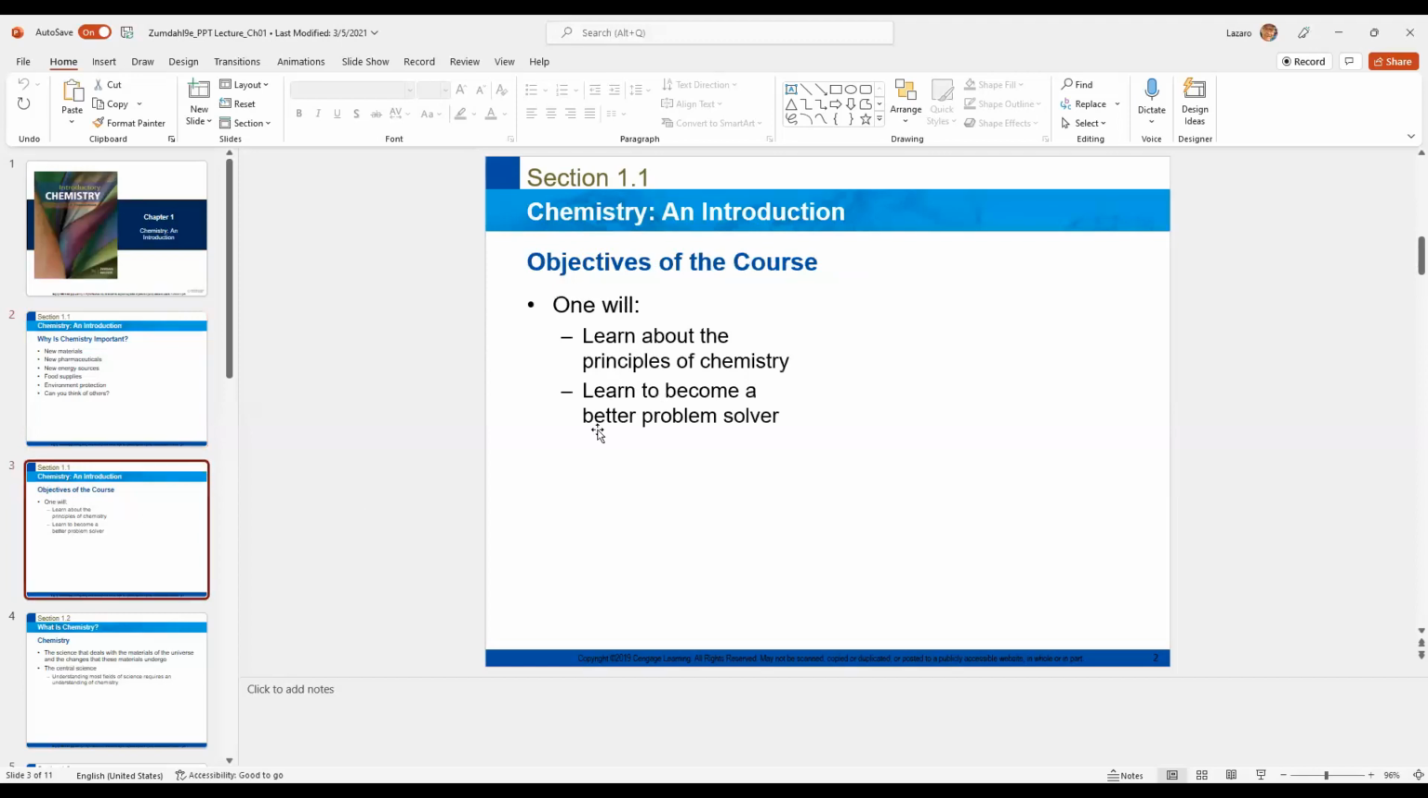What are the objectives of this course? Well, one of these is to learn about the principles of chemistry and to learn to become a very good problem solver. In chemistry, you are going to solve a lot of problems, so it's very important that you follow the instructions in solving problems in chemistry.